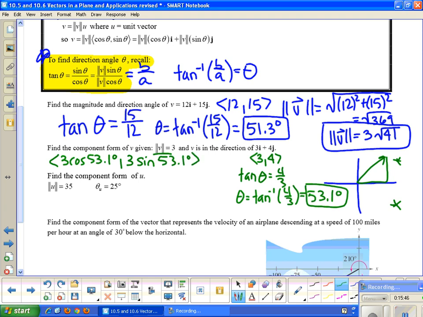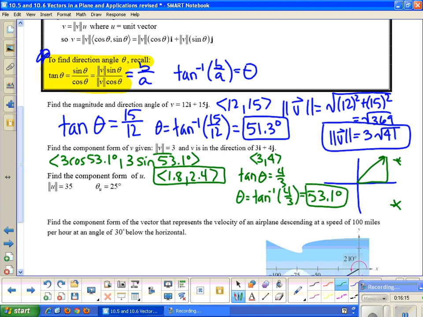And then all I have to do is multiply all this out. So when I do all that, I end up with 1.8, 2.4. And that would be my component form for vector v, given that the magnitude is 3 and the direction is 53.1 degrees. So then for the next one, it says find the component form of u.